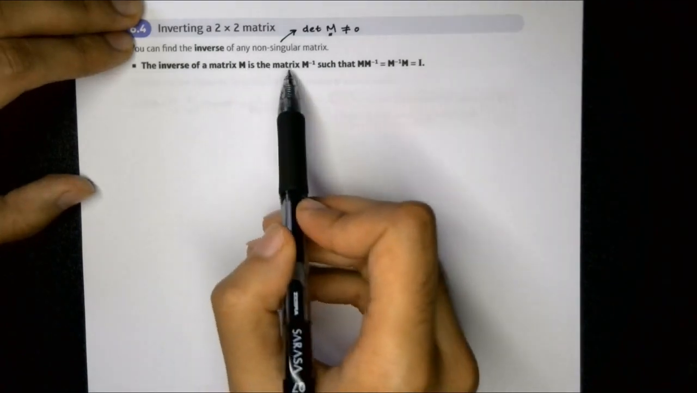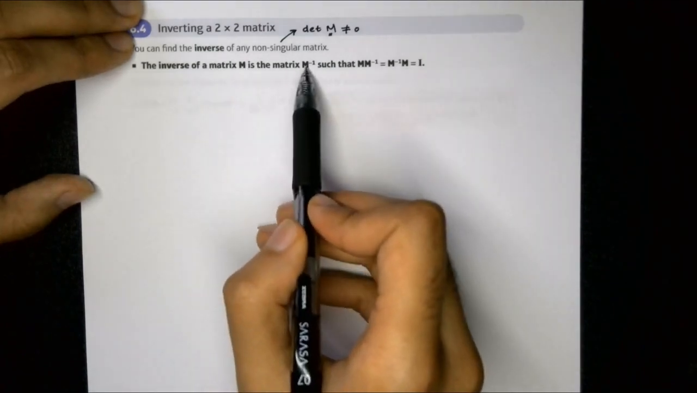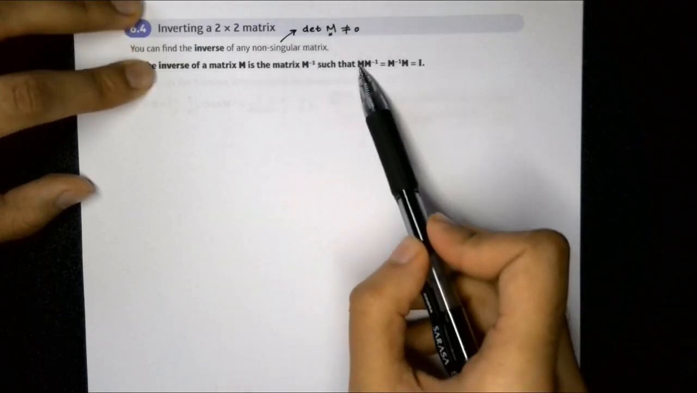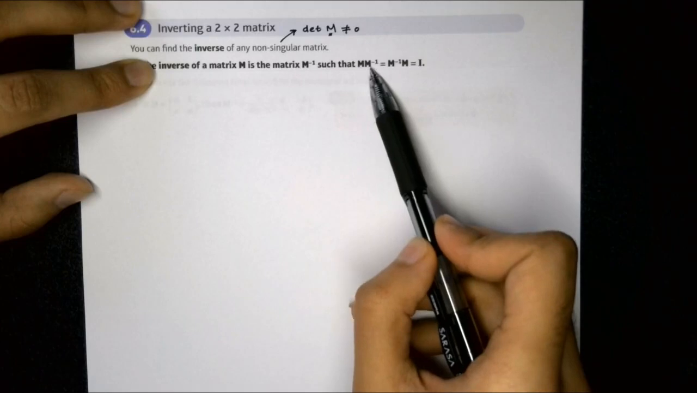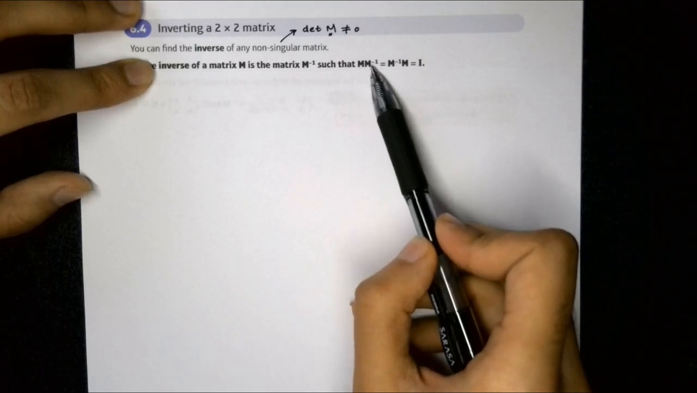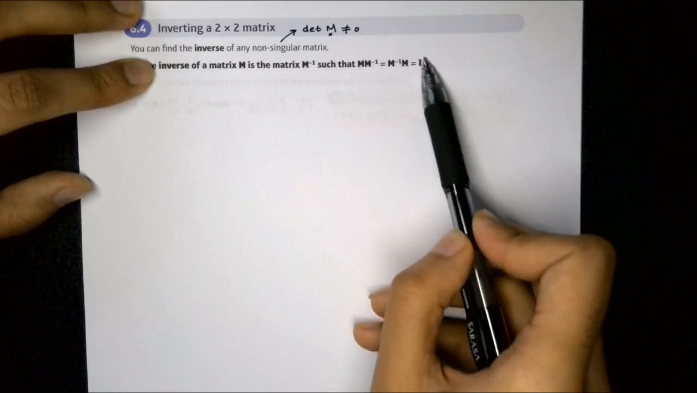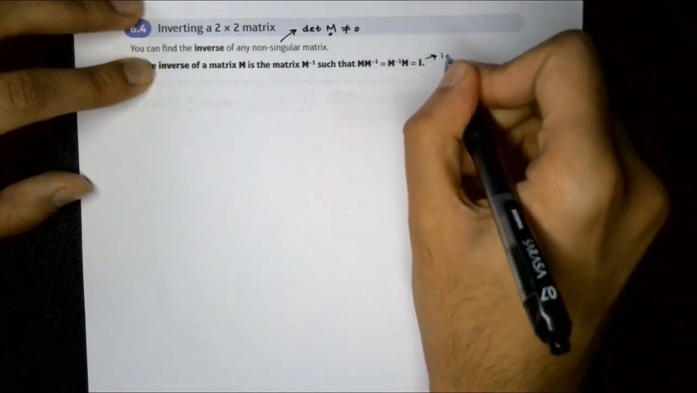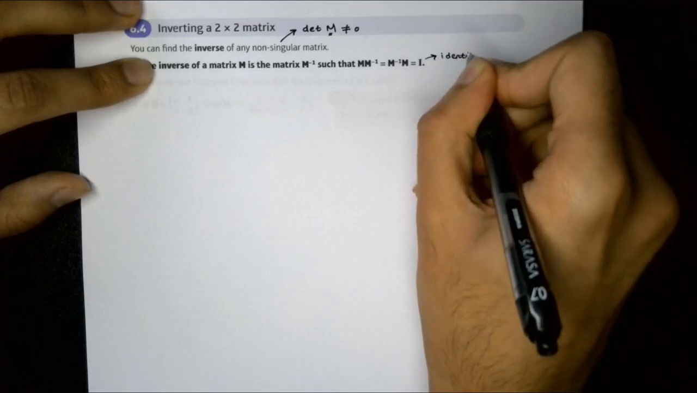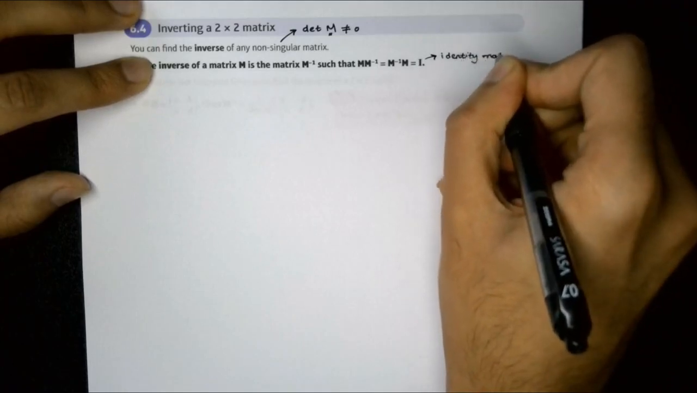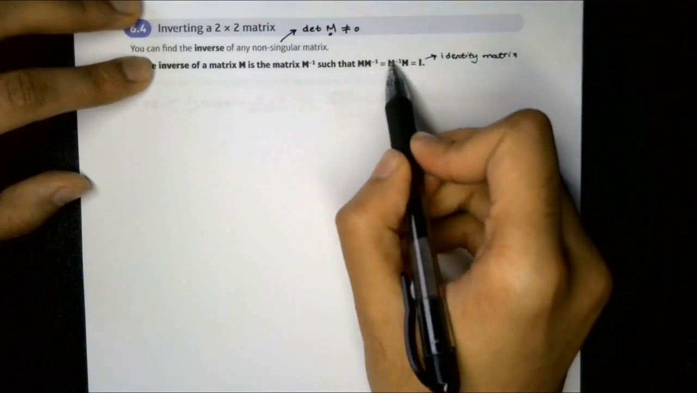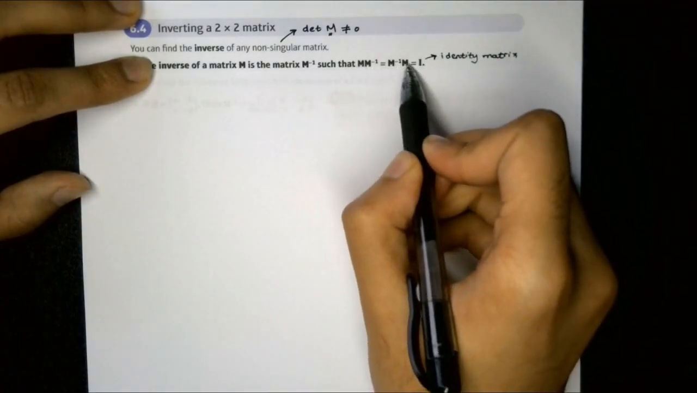Now the inverse of a matrix M is the matrix M to the power of -1, such that if we multiply the matrix M by the inverse of that matrix, this is equal to the identity matrix I. So I would represent the identity matrix. And you'll notice this is the same as the inverse of M multiplied by M.